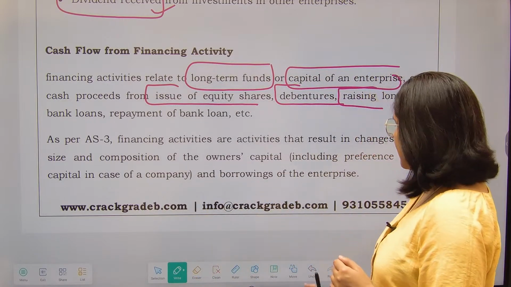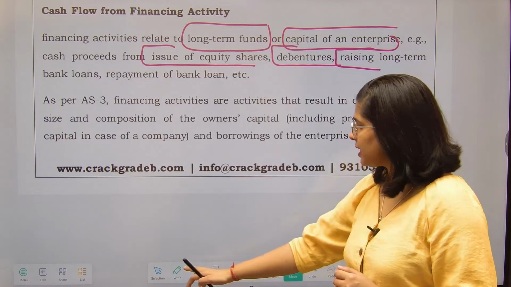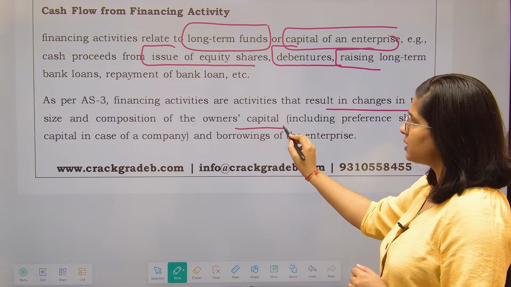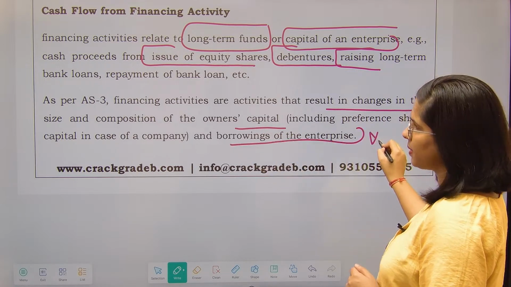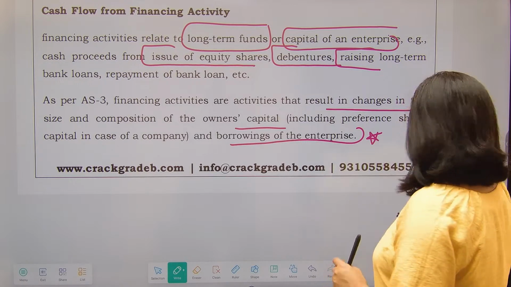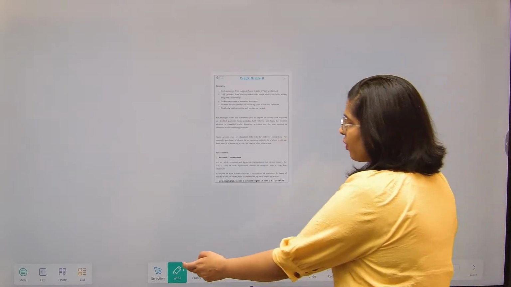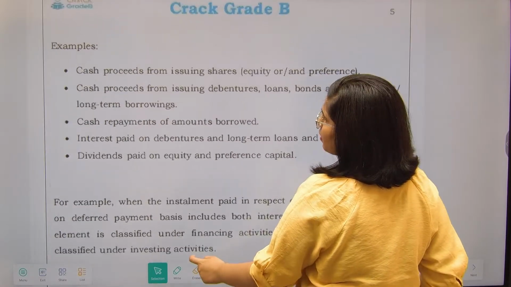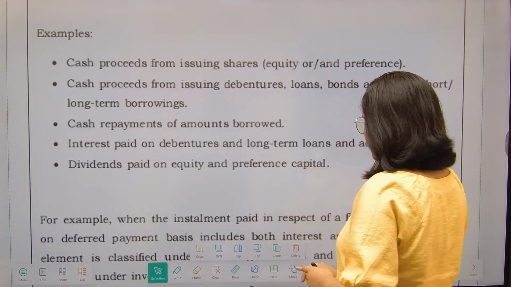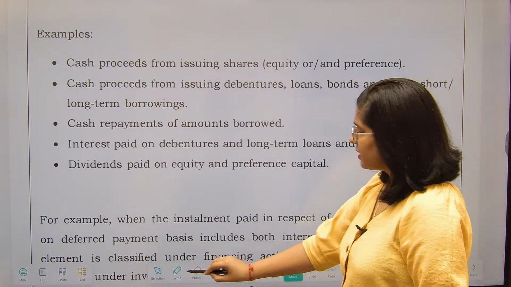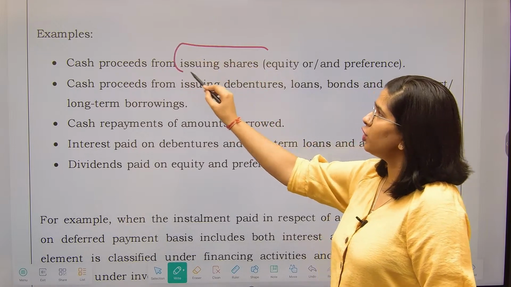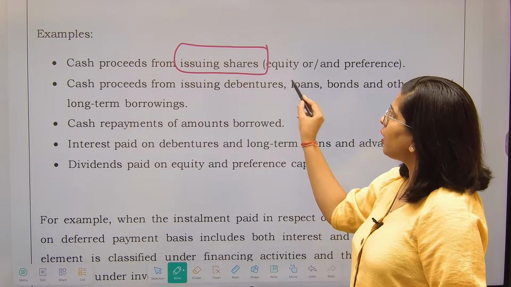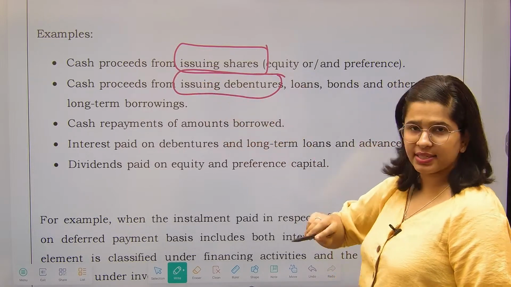So as per accounting standard 3, financing activities, these are those activities that result into changes of size and composition of owner's capital and borrowings of the enterprise. Now let's see the examples of your financing activity and it will be clear to you. What are the examples? So if you have received any amount by issuing your own shares, that is a financing activity. If you have received amount by issuing debentures, financing activity.